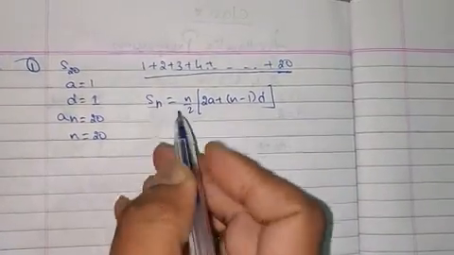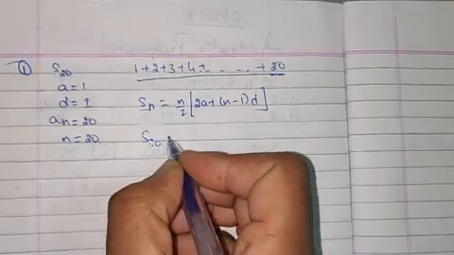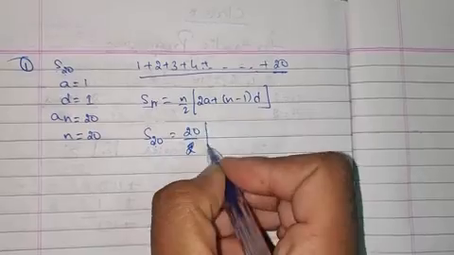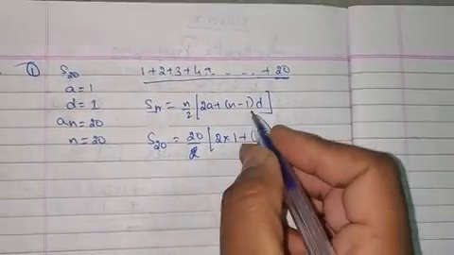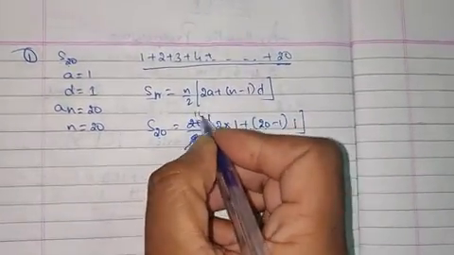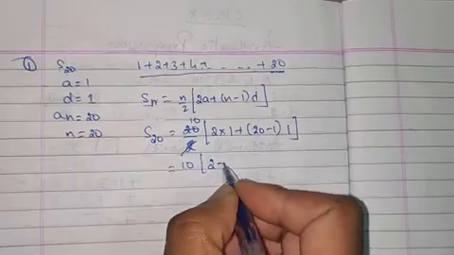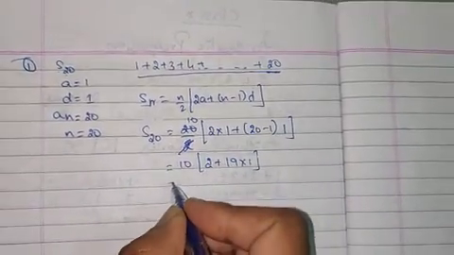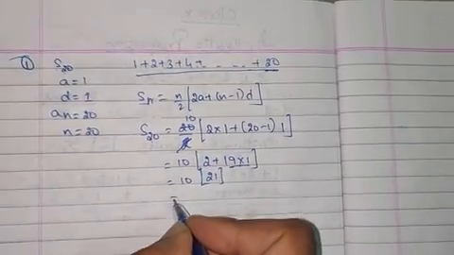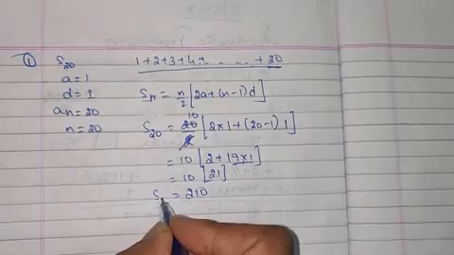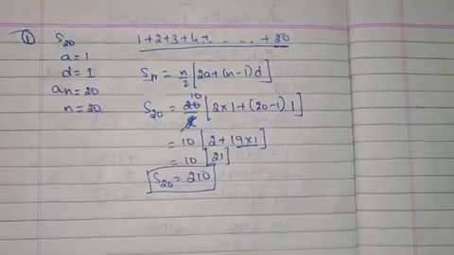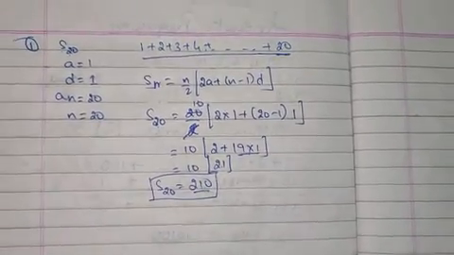Let us substitute the values. Sn, nothing but S20, because n is equal to 20. So 20 by 2 into bracket 2 into a plus n is 20 minus 1 into d is 1. 2 ones are 2, tens cancel. 10 into bracket 2 ones are 2 plus 19 into 1. 10 into bracket 19 plus 2 is 21, 21 tens are 210. So this will be our solution. So the sum of first 20 positive integers is equal to 210.